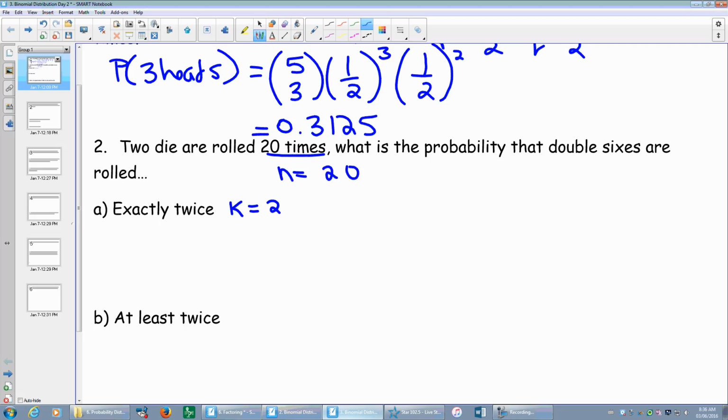Now 1 over 6, I'm rolling 2 dice. You know what, can you help me out? Can someone please help me out? 1 over 36. There's only one way to roll double sixes. Your first die has to be a 6, your second die has to be a 6. There's only one way to do that. There are 36 possible outcomes when you are doing your dice diagram, which means, Powell, can you help me out here? q.